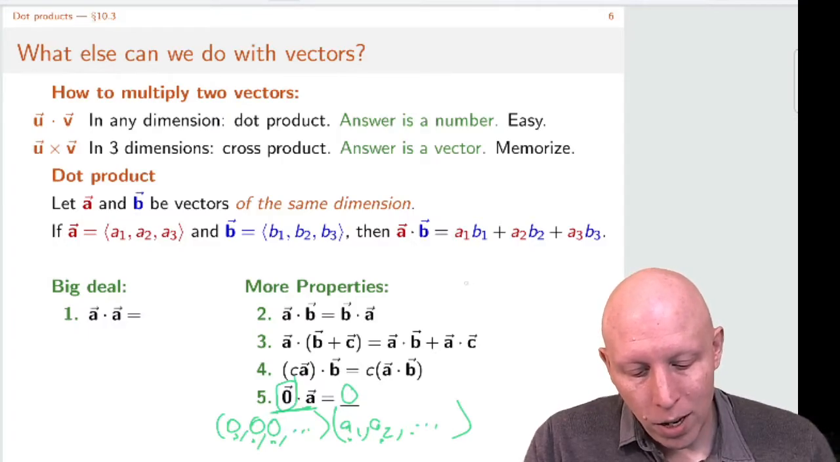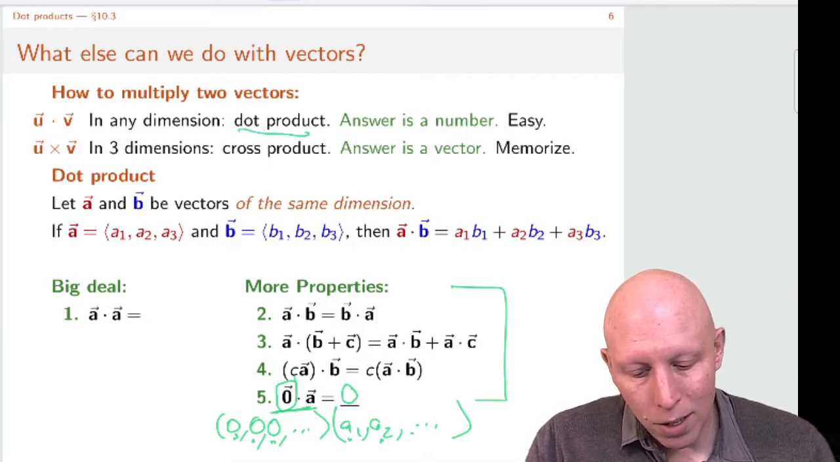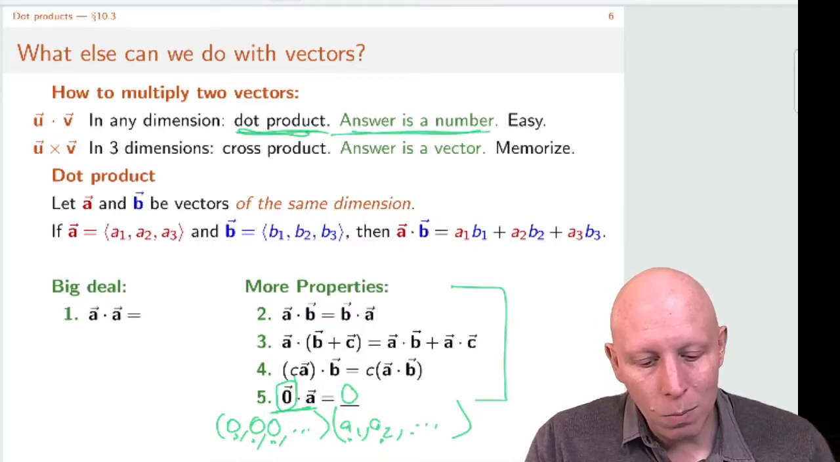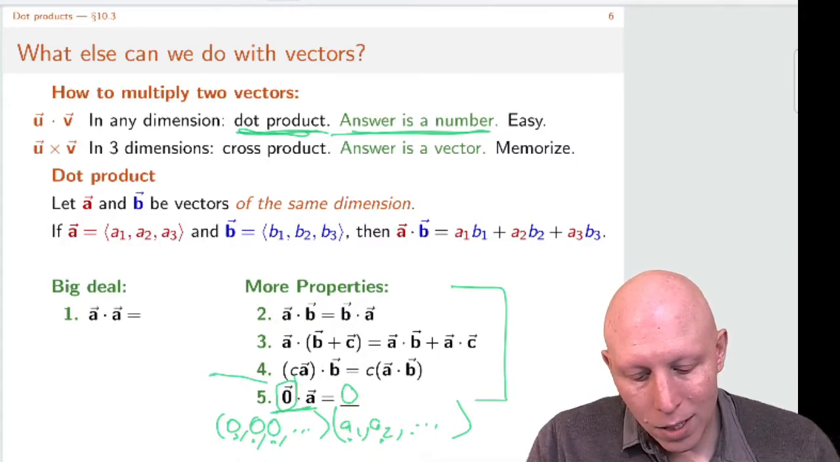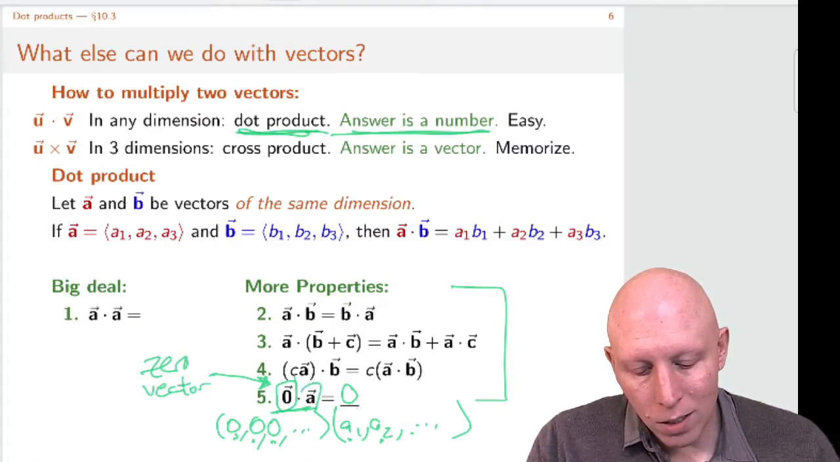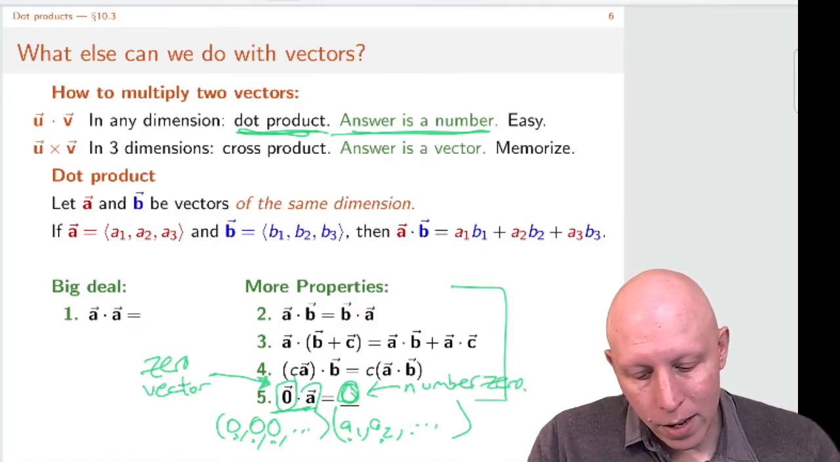Right? And so a really important thing to keep in your mind is that the dot product, the answer, is always a number. So even though this value right here is the 0 vector, the 0 vector dotted with any vector is equal to the number 0. All right.